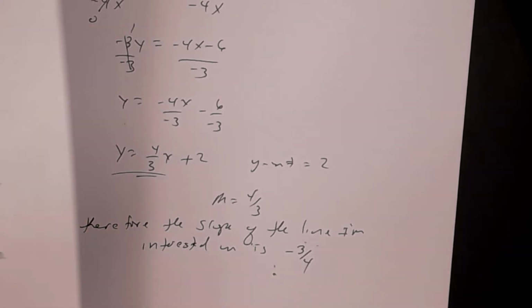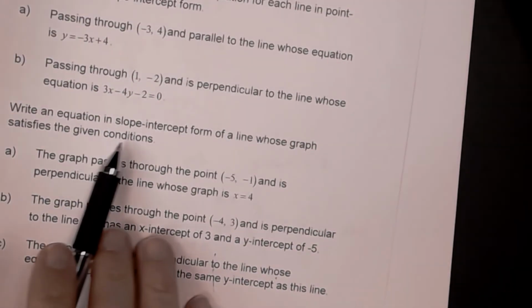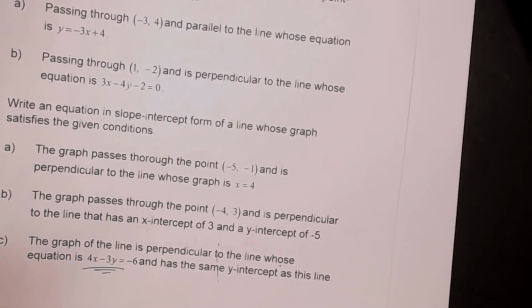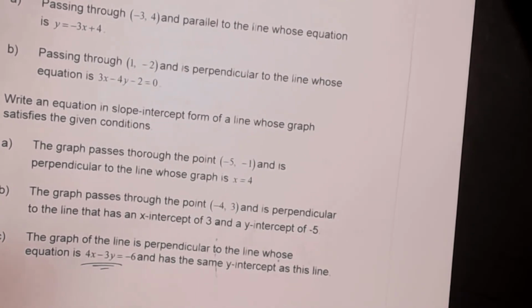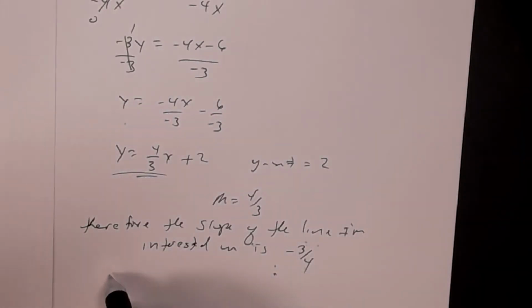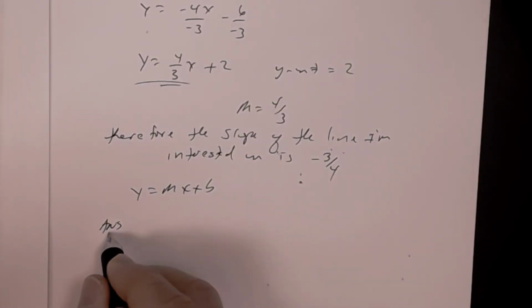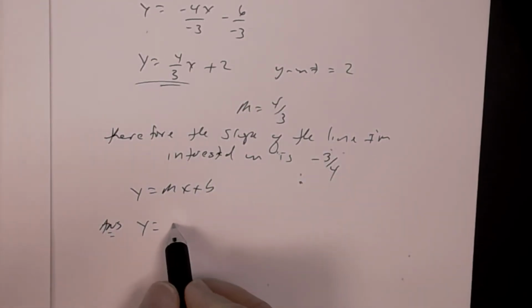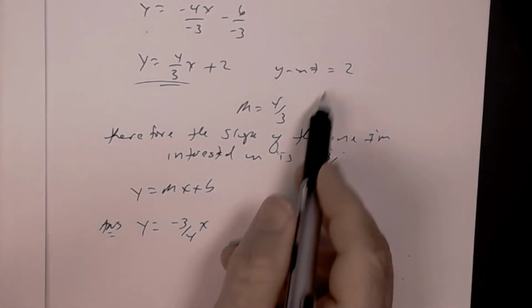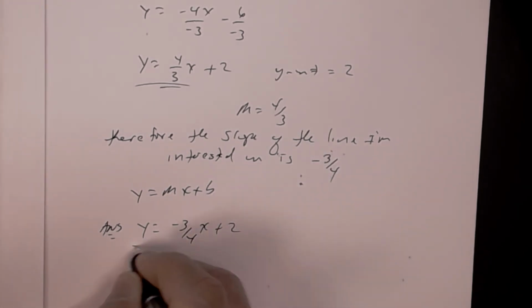Okay? And here's the thing. Remember, they want you to write in slope-intercept form, right? So you can think of it two different ways. If I go to slope-intercept form, y equals mx plus b, do I know the slope of the line I'm interested in? Yes. Do I know the y-intercept of the line I'm interested in? Yes. So I have the answer right away. My answer is y equals negative 3/4 x plus b, which is 2. There's your answer right there.